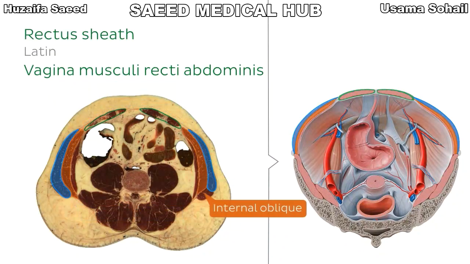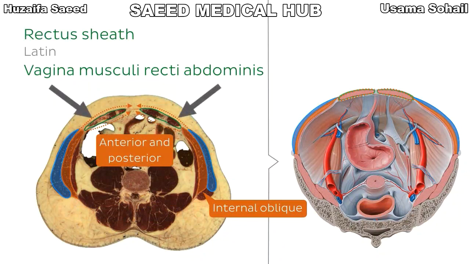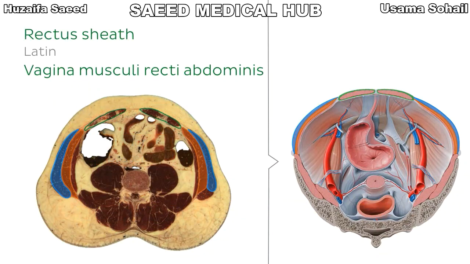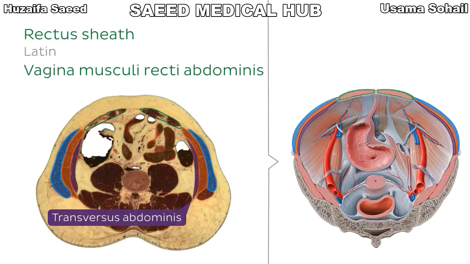The aponeuroses of the internal oblique muscles splits to run both anterior and posterior to the rectus abdominis. Finally, the aponeuroses of the transverse abdominis muscles contribute to the posterior wall of the rectus sheath.